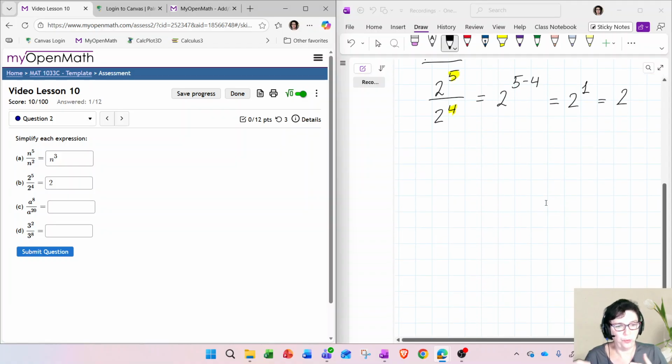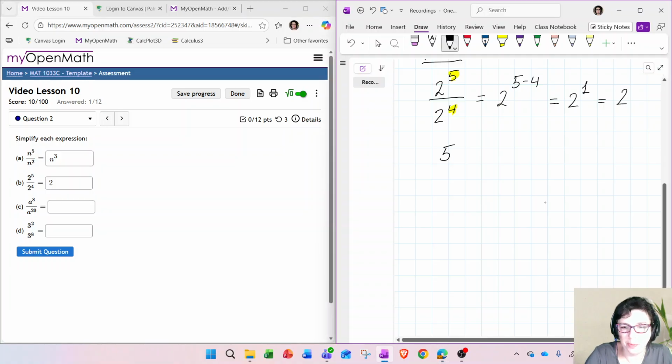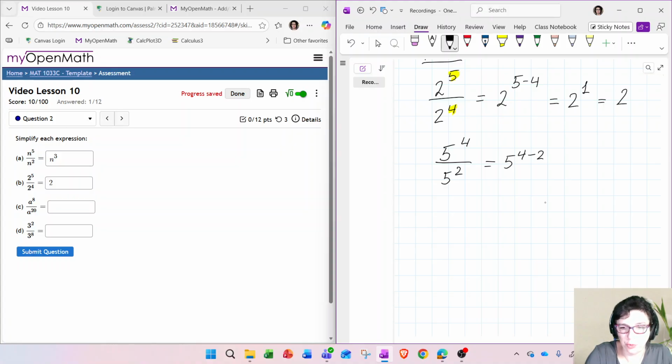However, that's not going to be the same rule in part C and part D. Now, I need to first show you the rule, and then we're going to get to C and D. For example, I've got 5 to the power 4 divided by 5 to the power 2. That's going to be 5 to the power 4 minus 2, right? As we just said, that now would be 5 squared. But what if it's the opposite? What if it's 5 to the power 2 divided by 5 to the power 4?